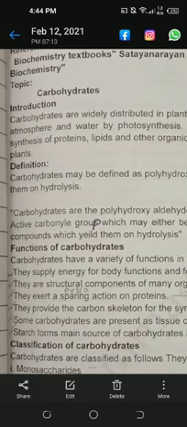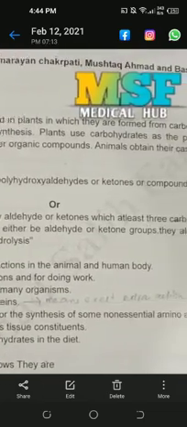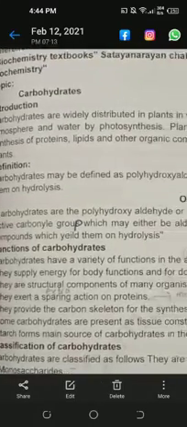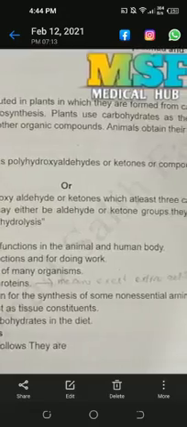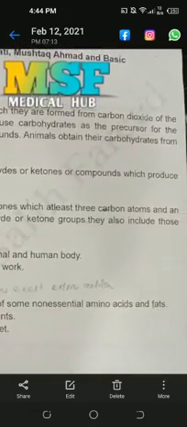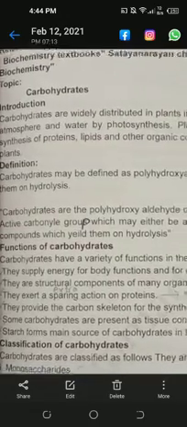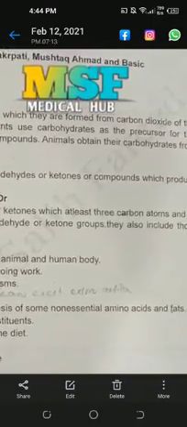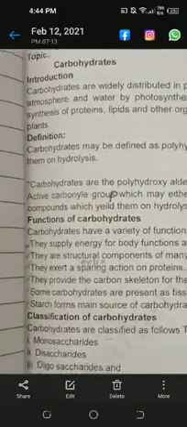Carbohydrates. Today's topic is carbohydrates. Carbohydrates are widely distributed in plants, in which they are formed from the carbon dioxide of the atmosphere and water by photosynthesis. Plants use carbohydrates as the precursors for the synthesis of protein, lipids, and other organic compounds. Animals obtain their carbohydrates from plants.